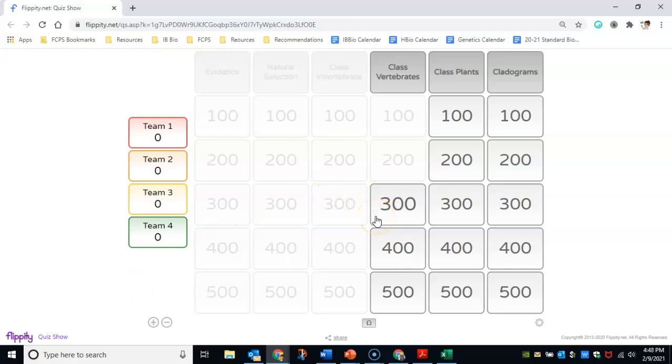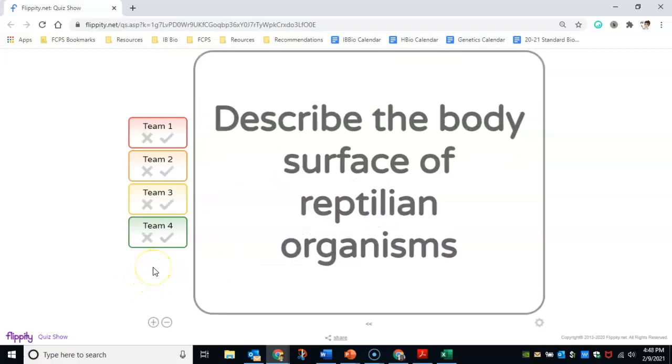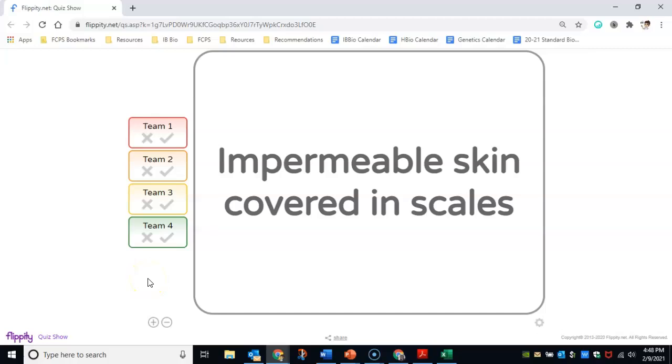For 300, describe the body surface of reptilian organisms. So think about what a lizard or a snake looks like, right? They're covered in scales and they have pretty impermeable skin. They're pretty tough, kind of leathery. You know what these things look like, so just bring up images in your head and it should help you answer these questions.